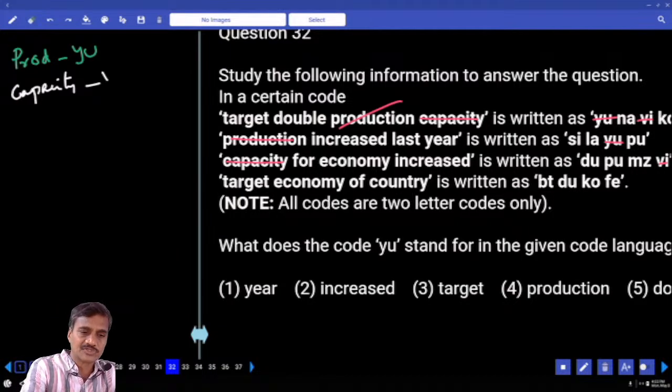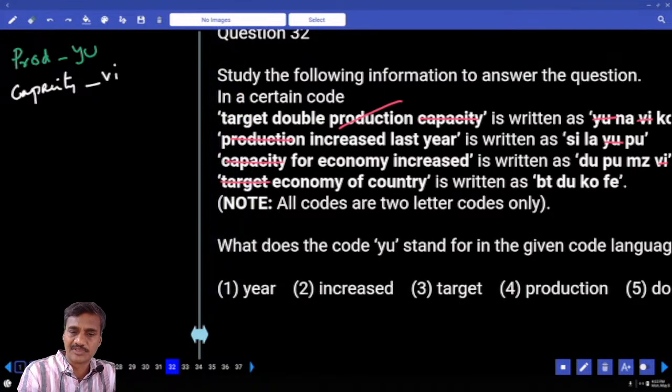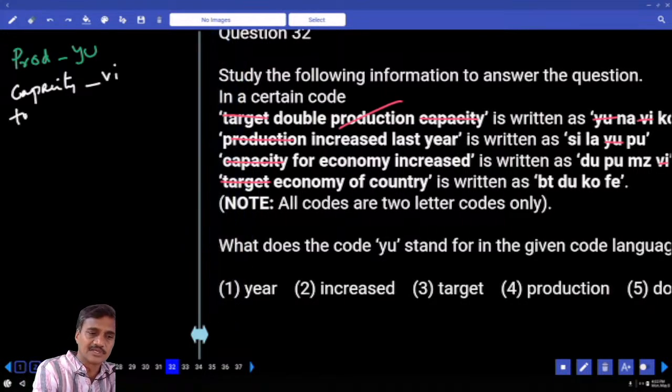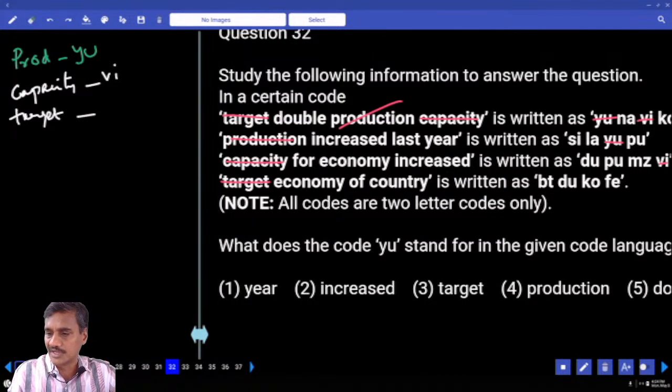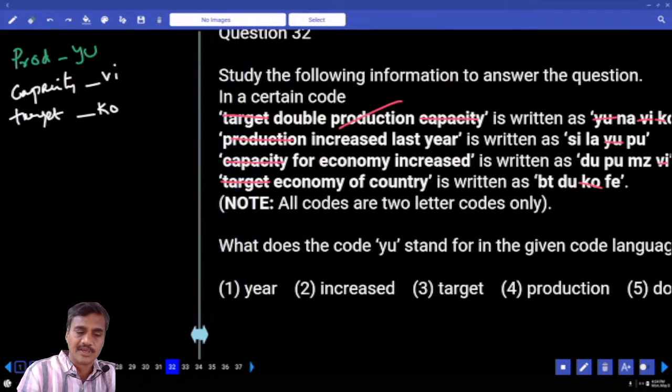Capacity is VI. Then target and double. Target is common between the first and the third, and the code that is common between first and third is KO. The code for target is KO. Now here also target is KO. And in the first, double is left over, and the code is NA. The code for double is NA.